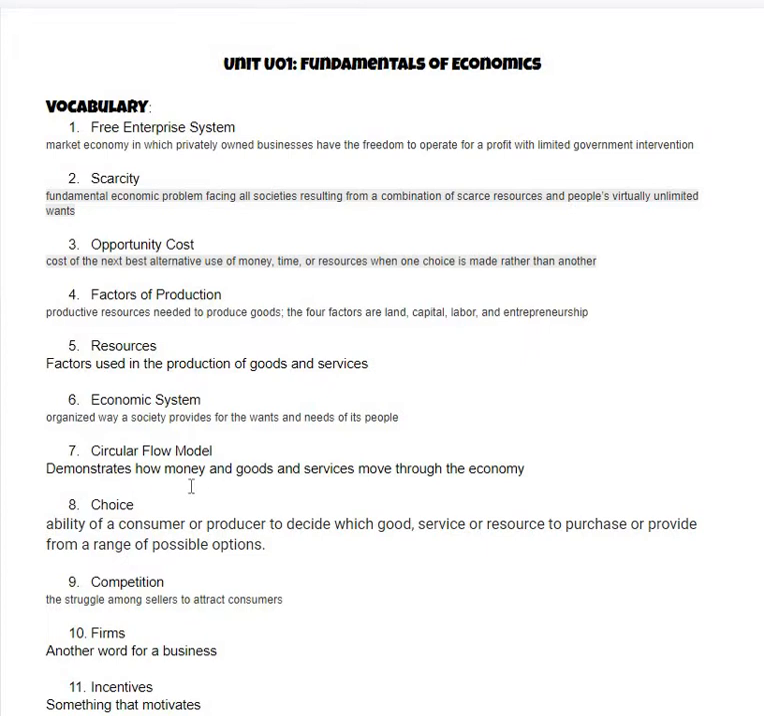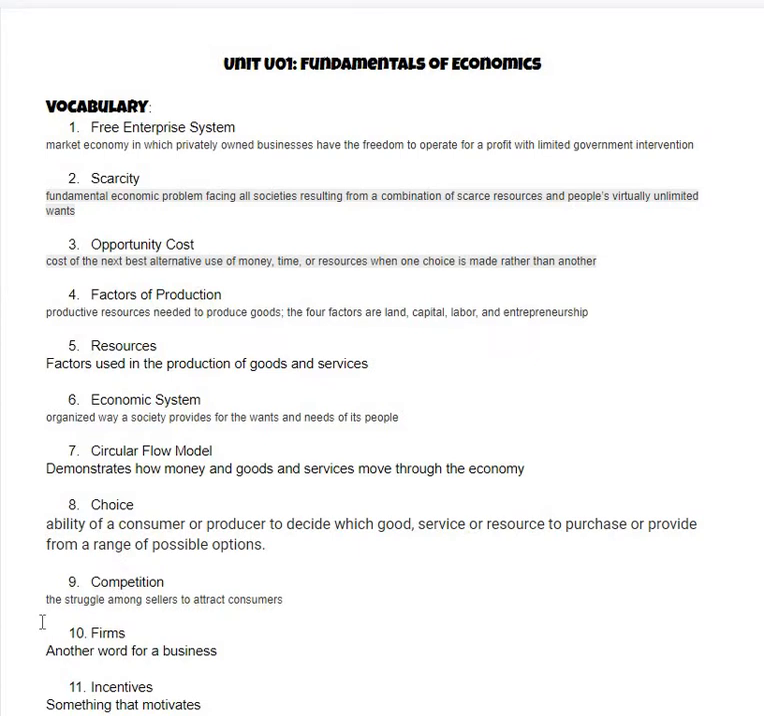The circular flow model demonstrates how money and goods and services move through the economy. There's that video that I made about it that you can go back and find. It's in Google Classroom. Choice is the ability of a consumer or producer to decide which good, service, or resource to purchase or provide from a range of possible options. All right? So it's deciding you want one thing over another.